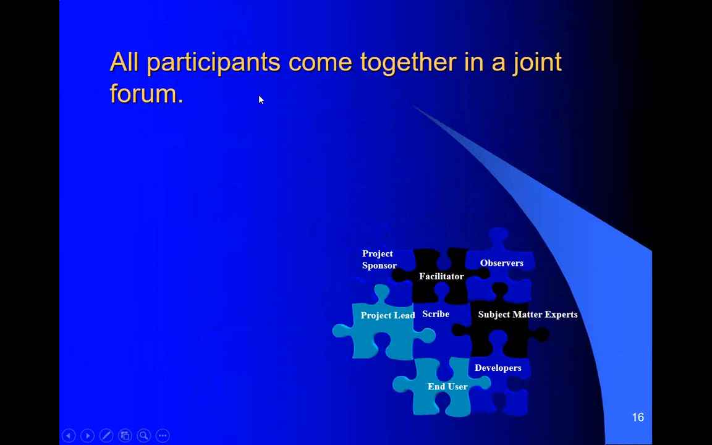So in joint application development, or JAD sessions, we have different people working together: the project sponsor, project lead, scribe, facilitator, observer, developer, and users. That picture shows how joint application development or JAD sessions work, because we have a different set of people working together.